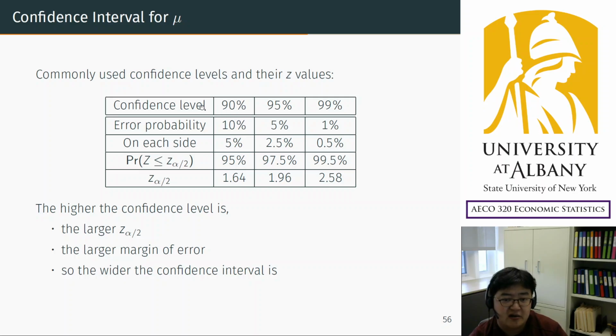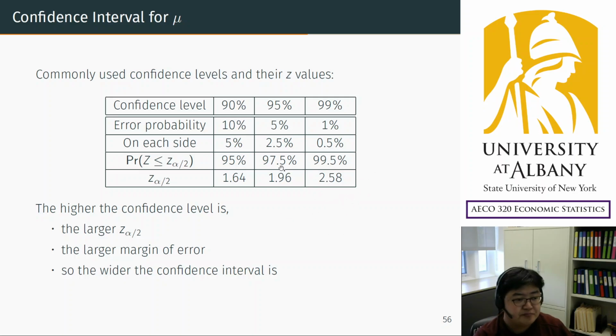Okay, and these are common numbers used for z alpha over 2, the z values. Like in our example, 95% was 1.96. But when you have a 99% confidence level, then the z value must become larger. You have to allow a larger margin of error so that you can contain more probability. So the number becomes 2.58. You may just memorize it, or when doing the homework, just use this number.